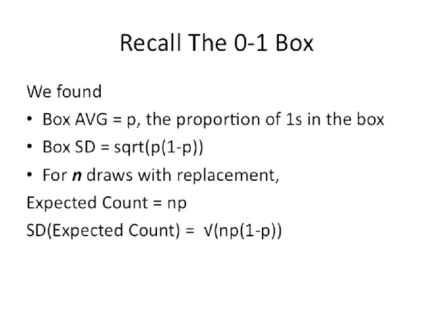Now, when I have n draws with replacement, then I would expect about n times p ones, so my count from the box is n times p, and the standard deviation for the count, the expected spread, should be square root of n times p times 1 minus p.